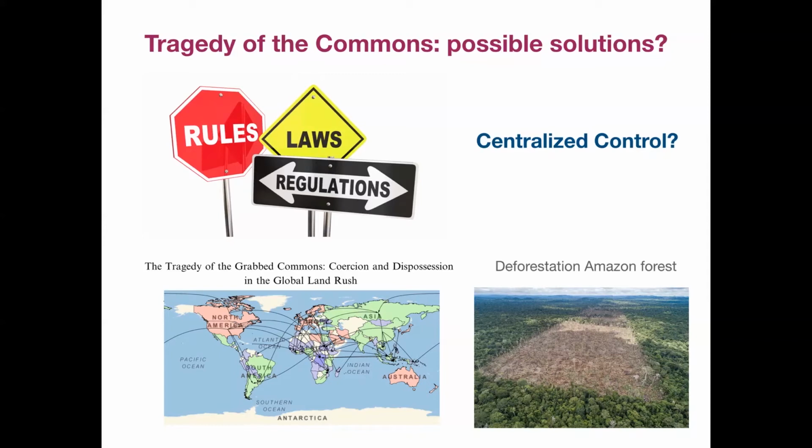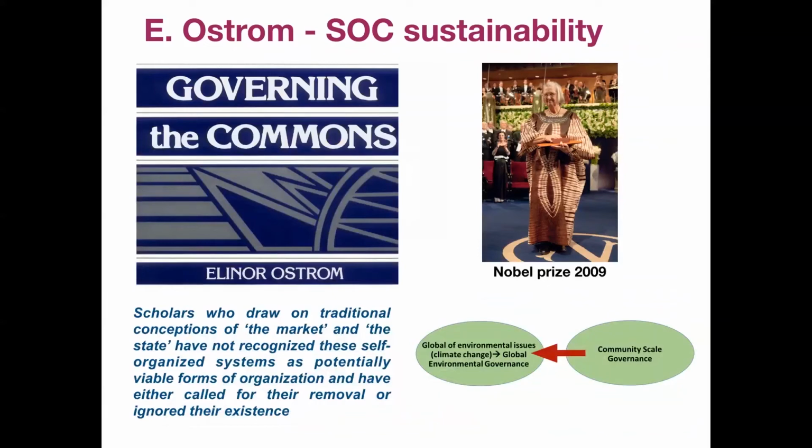So, a very important voice that put a new light on such a problem is Elinor Ostrom, who won a Nobel Prize in 2009 and passed away in 2012. She wrote this important book, Governing the Commons, but also many scientific papers on this topic. And she basically claimed that many scholars who draw on the traditional conception of the markets and the state have not recognized that self-organization is a potentially viable form of organization, and have either called for its removal or ignored its existence.